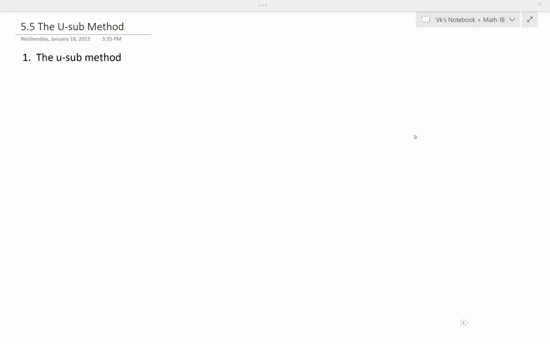Today we explore lesson 5.5, the u-sub method. Number 1, the u-sub method. Let's begin with this example. The integral of root x dx. We know how to perform this integration because that is the integral of x to the 1/2 dx.